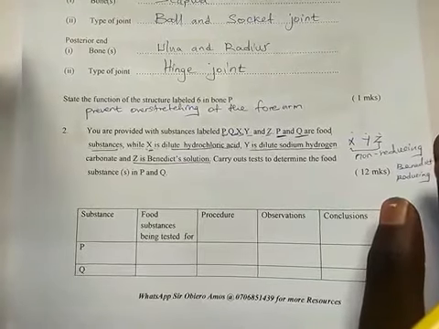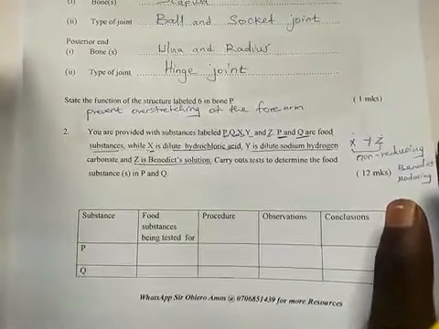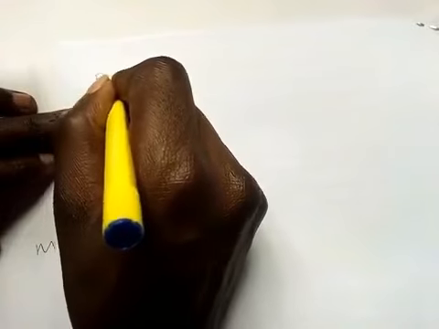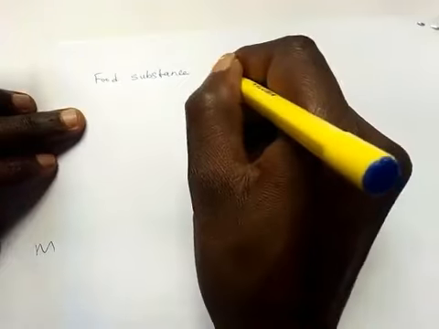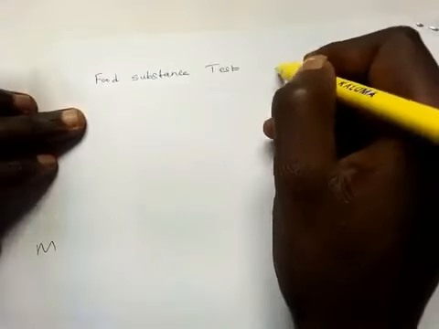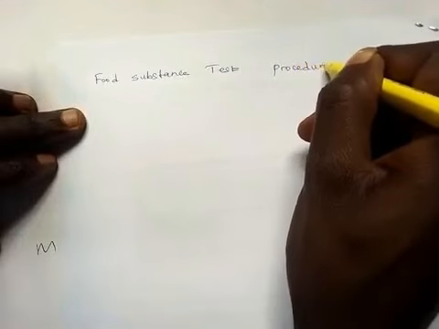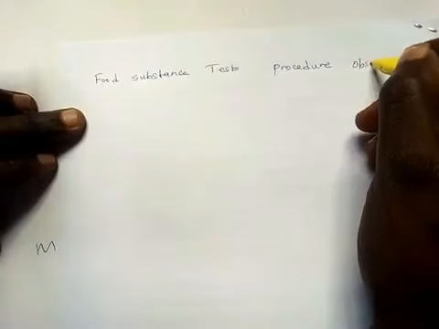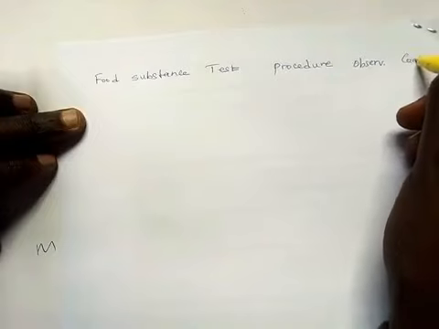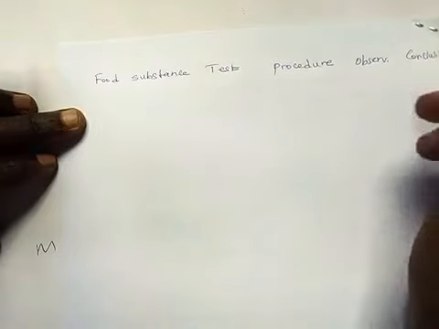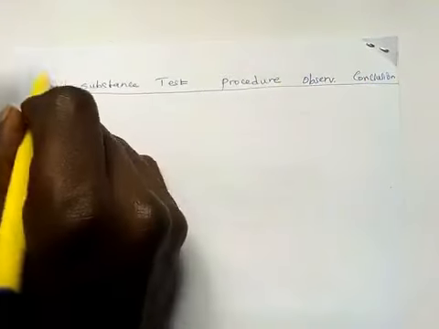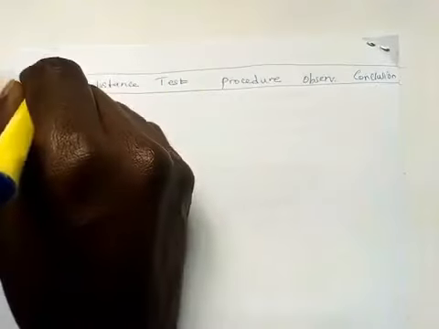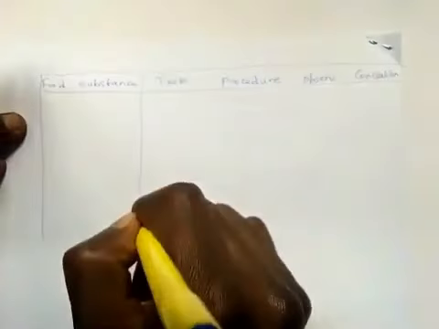Now here, because our space is very small, let's use this space. You write now the food substance you are testing for, and then you write the test, and then the procedure to be followed, the observation, and finally the conclusion. And now here, then you rule. Then you start with your food substance.